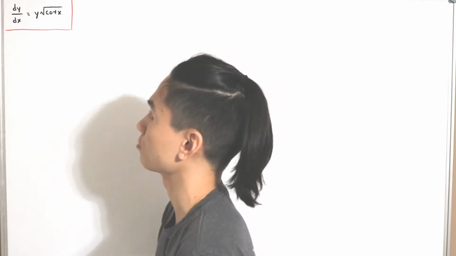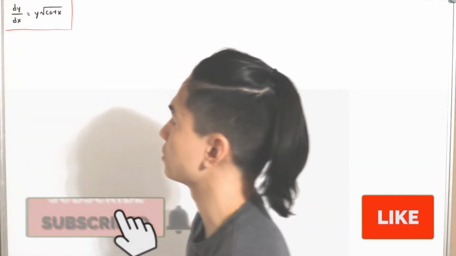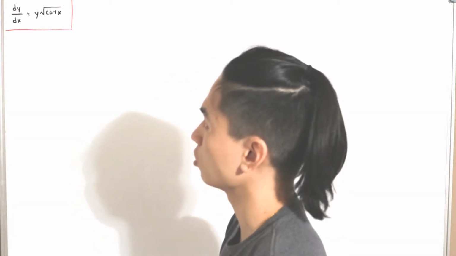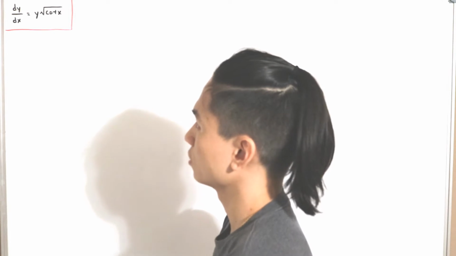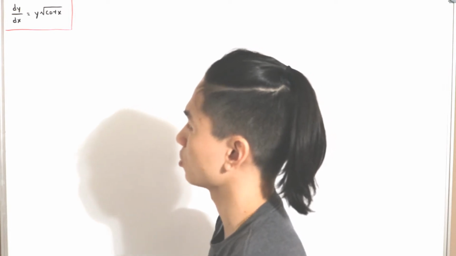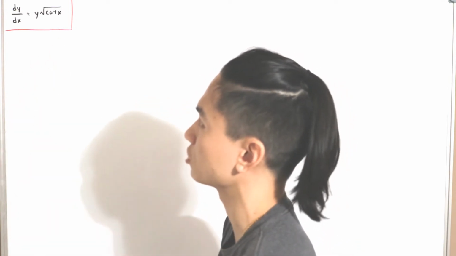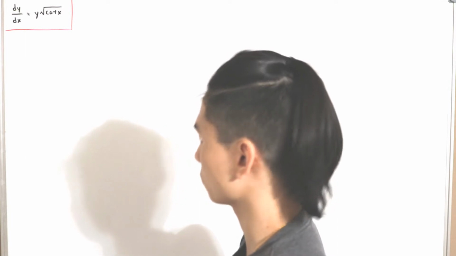We have a little differential equation: dy over dx is equal to y multiplied by the square root of cotangent x. One thing's for sure: if you're taking your differential equations class, you should know that this is in the form of a separable equation. The steps are pretty straightforward. You set everything in terms of y on one side and x on the other side, and then integrate both sides. And then you want to find your function in terms of y, basically.